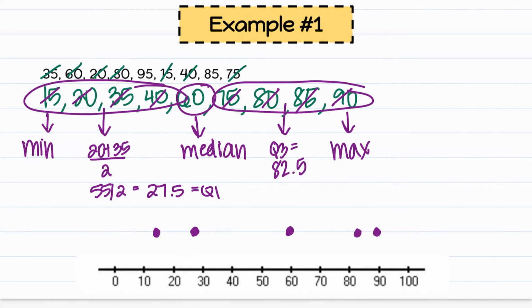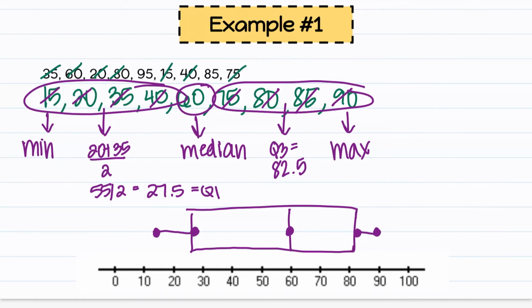Now that I have my 5 points for my 5 data summary, I will connect the minimum point to the value of the quartile 1. The box goes from quartile 1 all the way to quartile 3 with a line through the median. And then I'll connect the last part of the box plot from quartile 3 to the maximum.